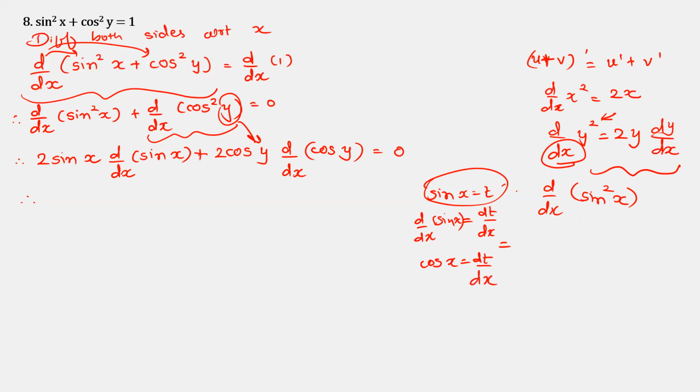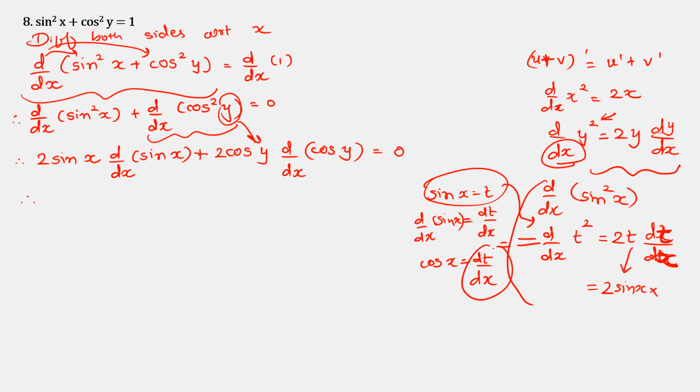If you substitute this over here, d by dx of sin square x is nothing but t square, because you assumed sin x as t. The differentiation of t square is 2t. But since the differentiation is with respect to x, it also comes with dt by dx. And 2t, what is your t? It is sin x. And dt by dx we have found to be cos x. That is how we get the answer.